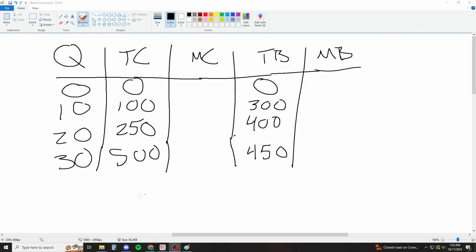What I would say is, if you're looking for the equation, it's something like this. Marginal cost, and again, replace the C with anything. Marginal benefit, marginal revenue, doesn't matter, okay? It's going to be change in total cost over change in quantity.